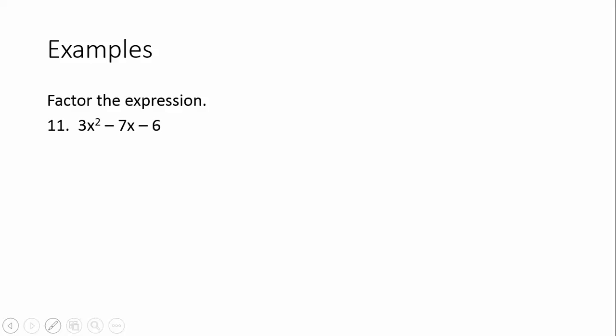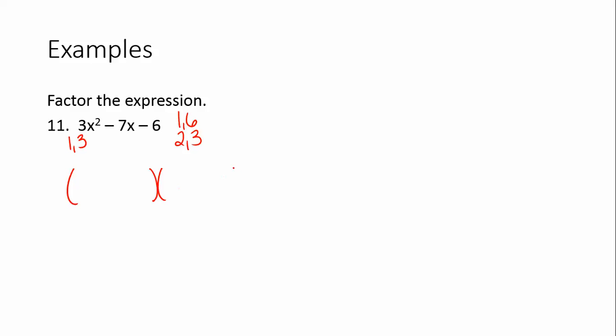I know this lesson's getting kind of long, and we have 2 more examples. So why don't you pause the video and try number 11 on your own if you haven't been doing that yet. We have 3x squared minus 7x minus 6. Factors of 3 are 1 and 3. Factors of 6 are 1 and 6 and 2 and 3. And I'm trying to get a negative 7 in the middle when I do my inside and outside terms.